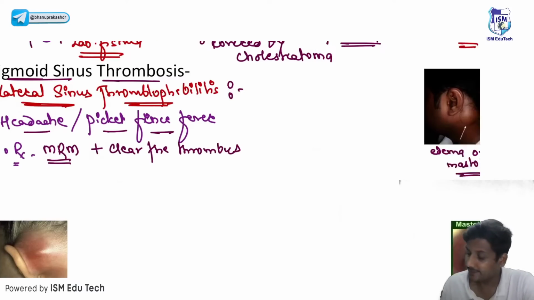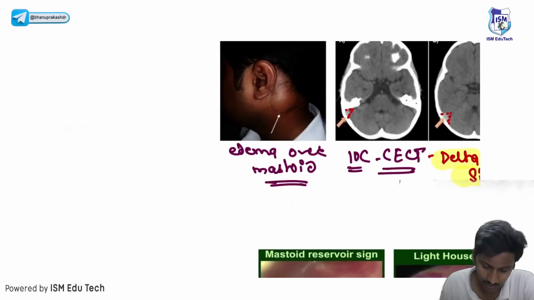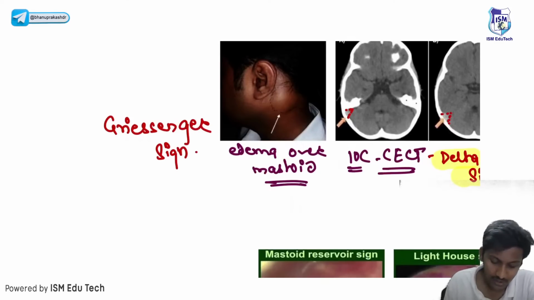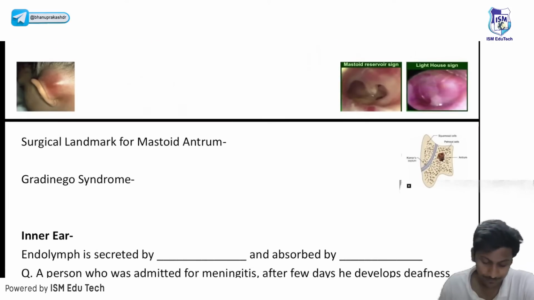Anybody, what is the sign? Nobody has answered. Edema over the mastoid is known as the Griesinger sign. Please remember, this is what is called the Griesinger sign. Okay? That's important to be remembered.